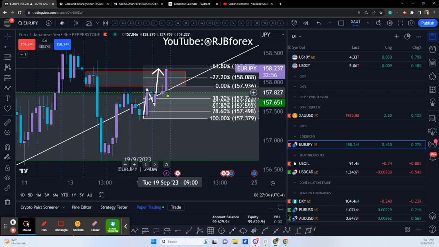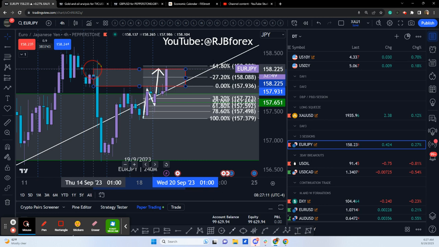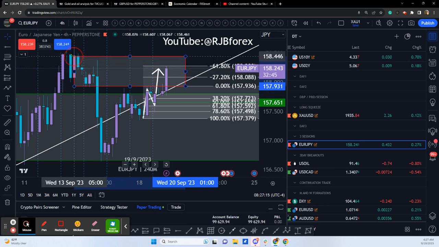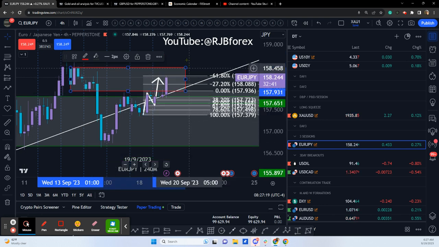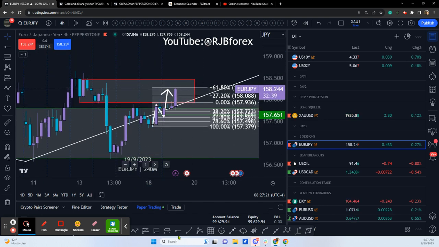How much further can euro yen go? Euro yen, well, it's coming up into a resistance area. It's in the resistance area. All of this is resistance area. So there are prospects of a move into this high here.